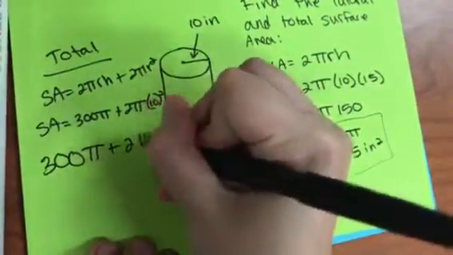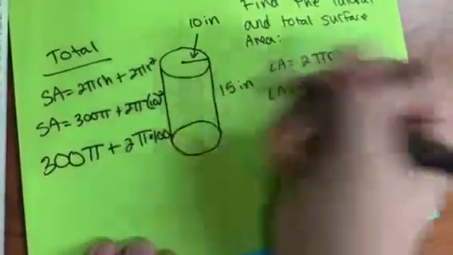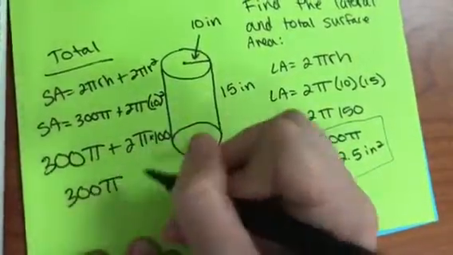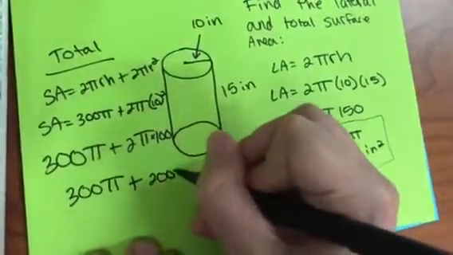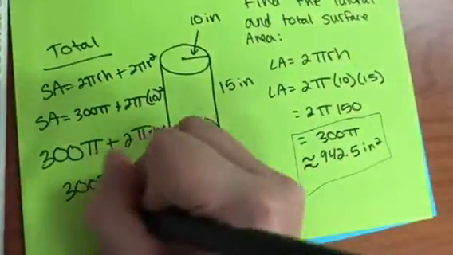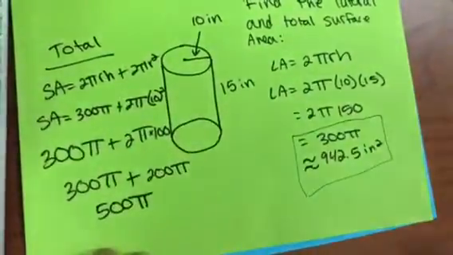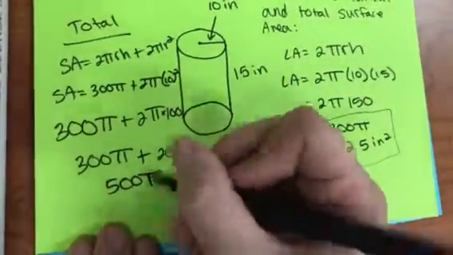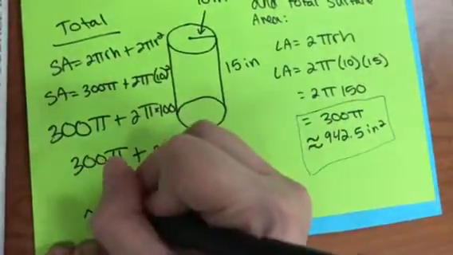So we've got 2 pi times 100. So that's 200 pi. So we have 300 pi plus 200 pi. So how many pies do I technically have? 500. So 500 pi. Can I do that? I think so, yeah. So my exact answer is 500 pi, and my approximate answer?